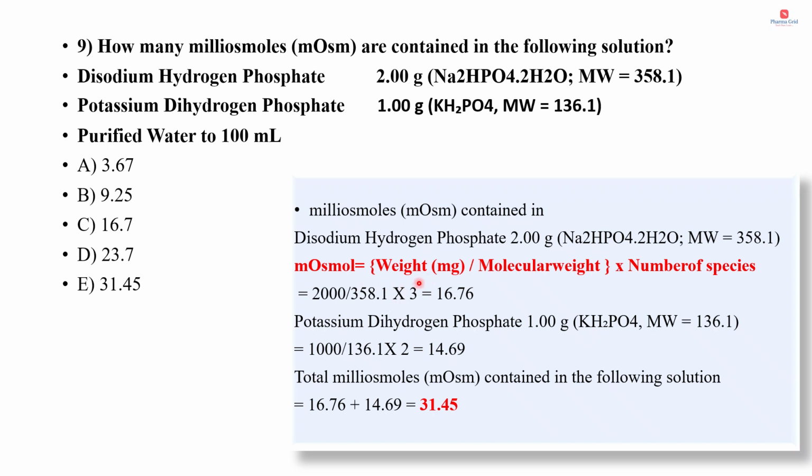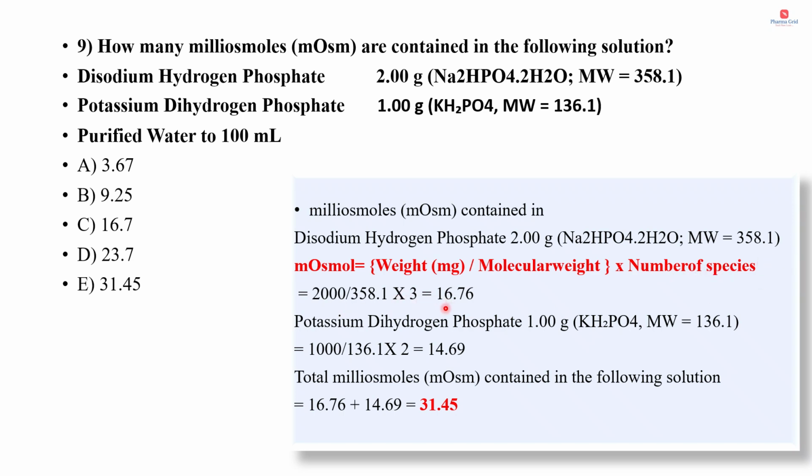So substitute the values in this equation. Weight in milligram will be equal to 2000 milligram because here weight is given in grams. Convert it into milligram. So 2000 divided by molecular weight 358.1 into number of species, that is equal to 3.